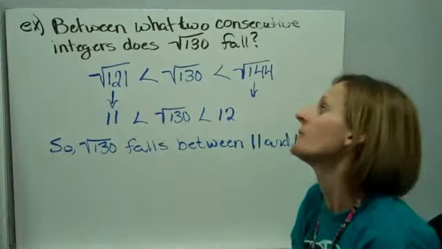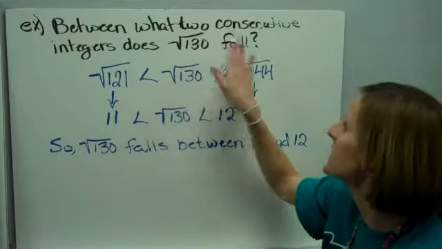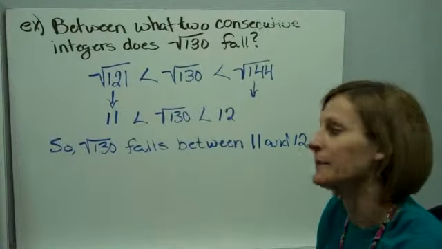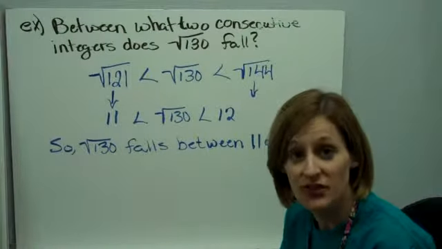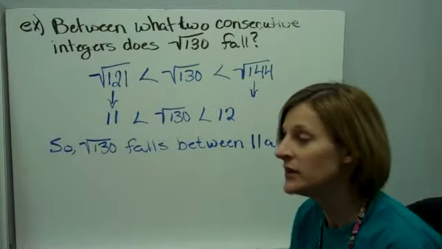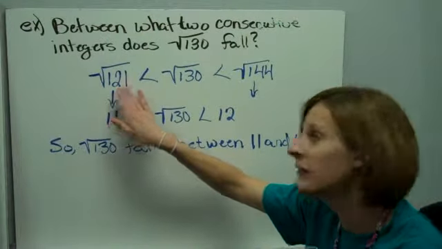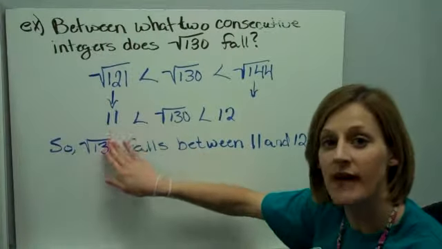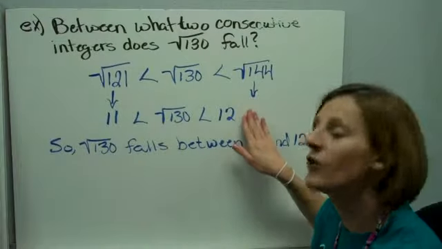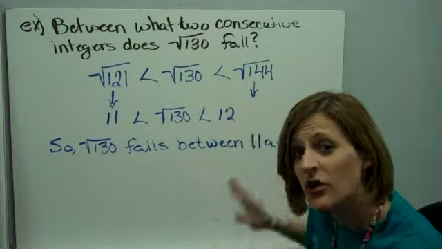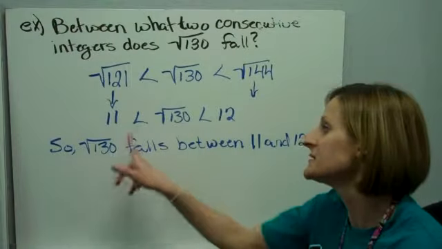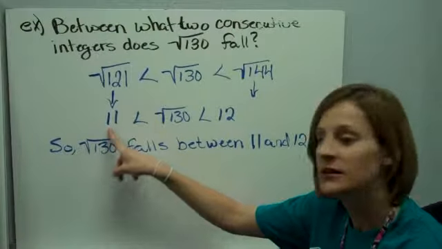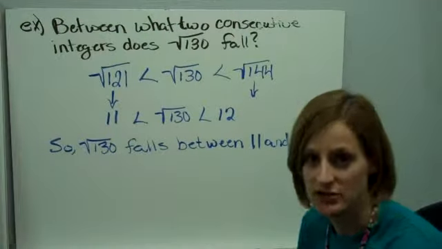Let's try another one. Let's look at what two consecutive integers the square root of 130 falls between. So, two perfect squares on either side of 130 are 121 and 144. Now, the square root of 121 is 11, and the square root of 144 is 12. 11 and 12 are consecutive integers. That means the square root of 130 is going to fall between 11 and 12. And that is your answer.